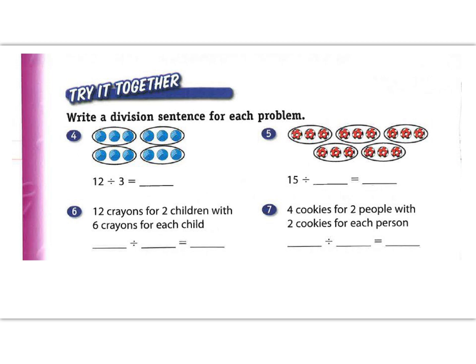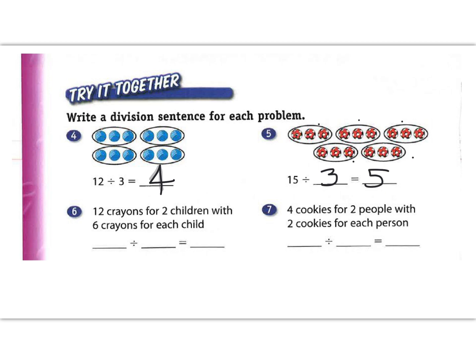Write a division sentence for each problem. So we can see here we have 12 divided by 3. We have 12 total blue dots, and they put 3 in each group. Well, that gives us 1, 2, 3, 4 groups. So 12 divided by 3 is 4. Here we have 15 soccer balls, and they put 3 in each group. So we're dividing it by 3. And that gives us 1, 2, 3, 4, 5 groups.